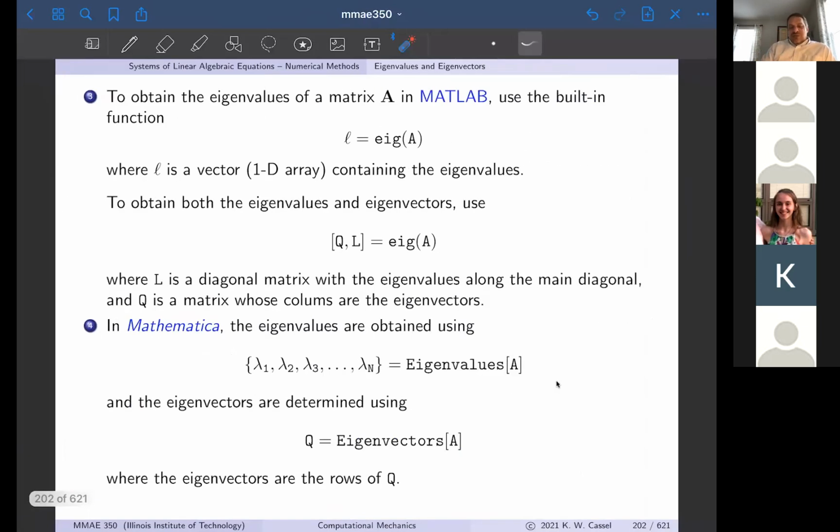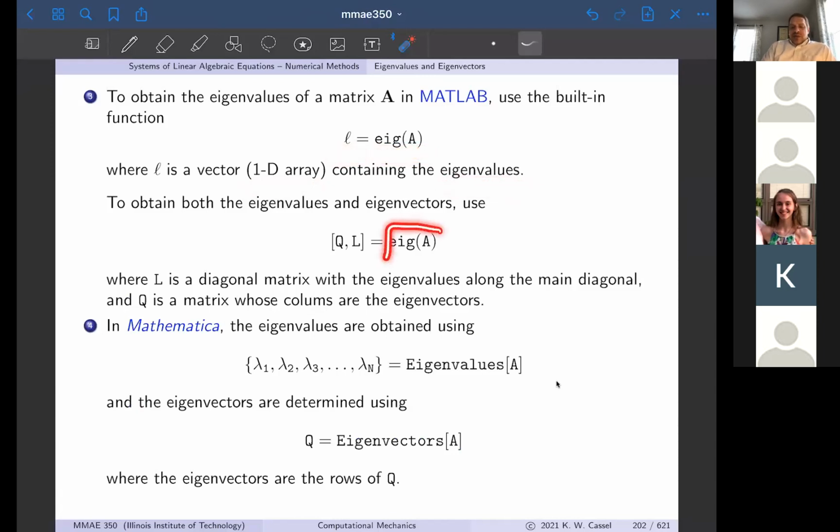Now, how you get these in MATLAB, there's an eig command. So if you just say eig of A, and you put an L on the left-hand side, or whatever you want to put, that is a 1D array or a vector that it's going to return. And that vector has the values of the eigenvalues in them. So if A is n by n, you'll get an n by 1 vector back that includes the n eigenvalues.